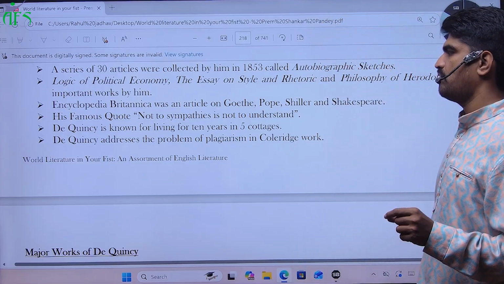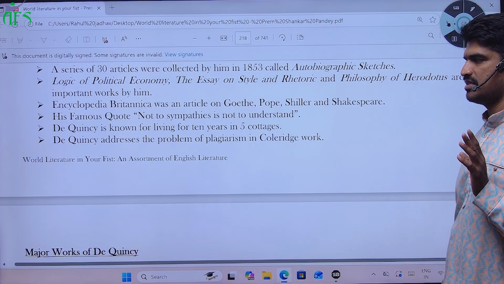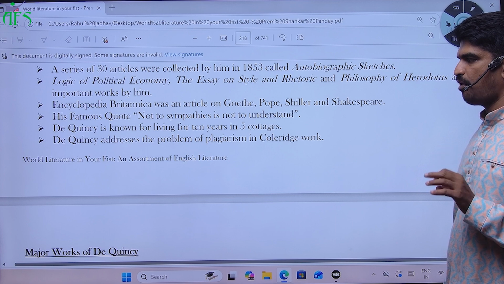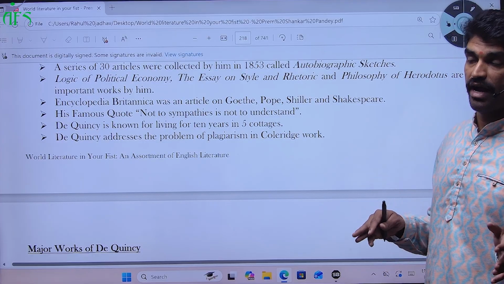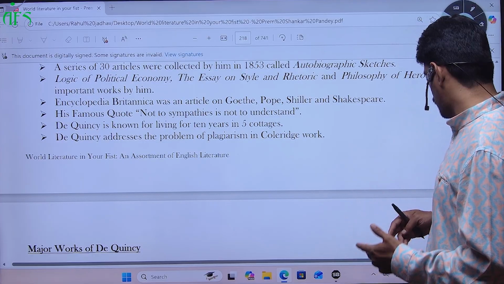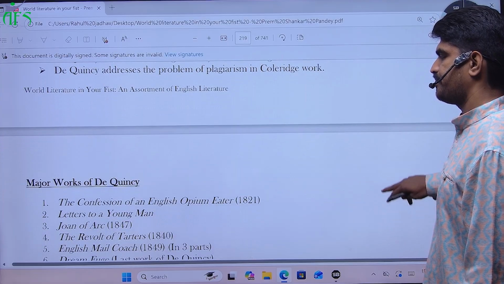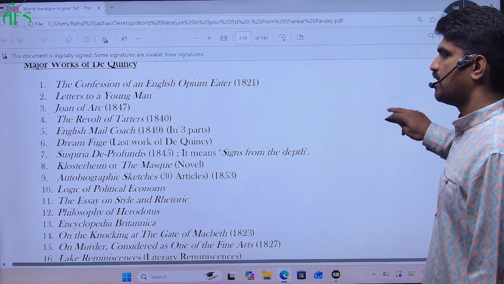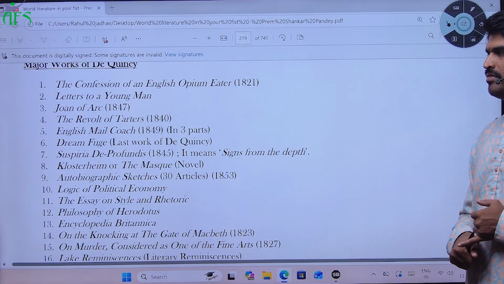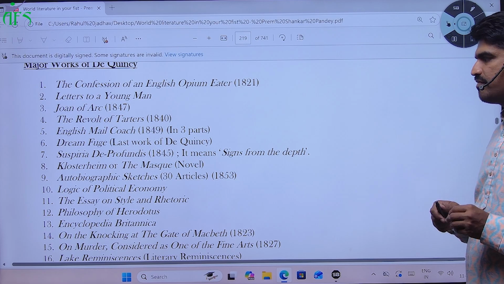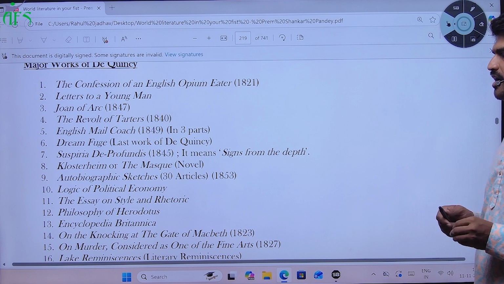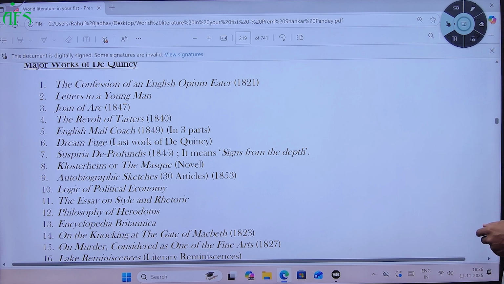De Quincey is known for living for 10 years in 5 cottages. He addresses the problem of plagiarism in Coleridge's work. Now, let's have a look at his major works. The Confessions of an English Opium Eater, published in 1821, Letters to a Young Man, Joan of Arc, The Revolt of the Tartars, The English Mail Coach, Dream-Fugue, then Suspiria de Profundis, which means Sighs from the Depths.